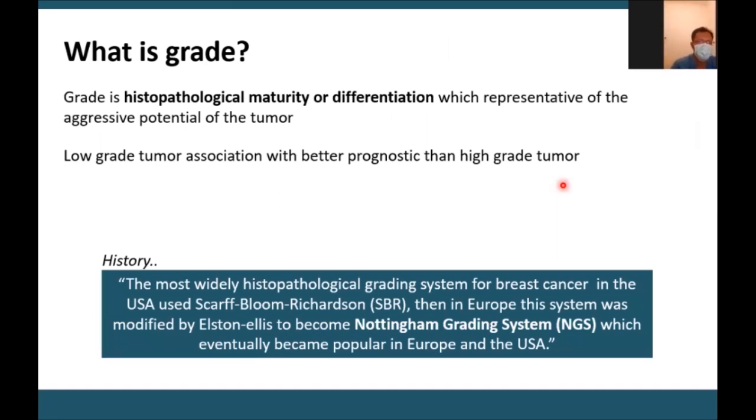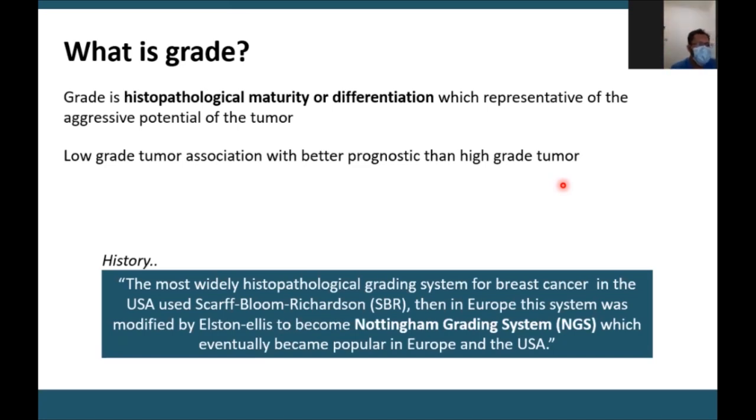Before we discuss the assessment, we must know about the grade first. Grade is histopathological maturity or differentiation, which is representative of the aggressive potential of the tumor. So grade describes how mature the tumor is. In general, low-grade tumors have a better prognostic effect. Meanwhile, tumors that have a high grade have a worse prognostic effect.